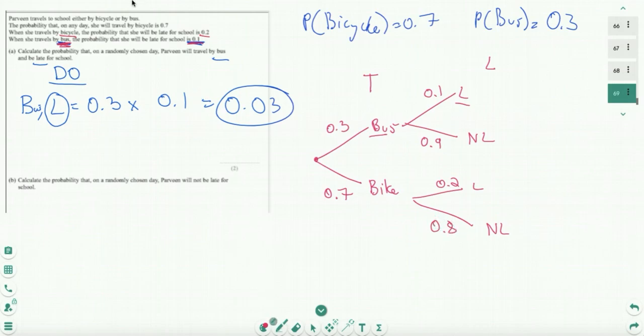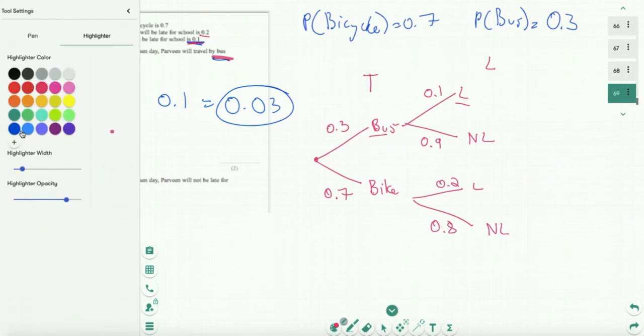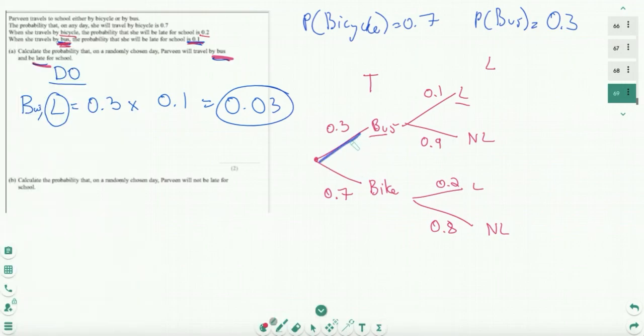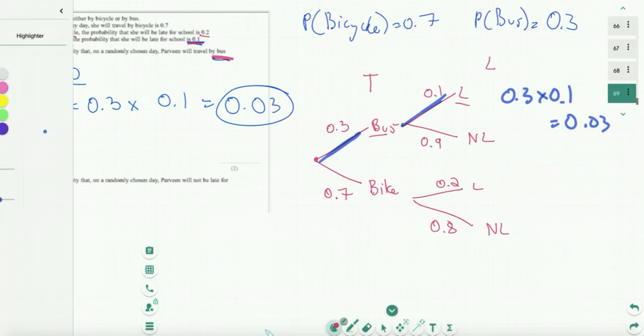And the question was, what's the probability that Parveen travels by bus and is late? So bus and is late. To combine that, you're going to do 0.3 times 0.1, which is 0.03. So there are 2 different ways to do this problem. Calculate the probability that on a randomly chosen day, Parveen will not be late for school.